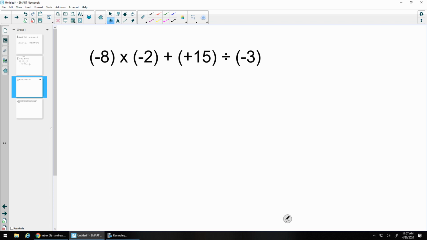Okay, one more. Maybe try to do this quickly yourself. Press pause and do this quickly yourself before I do it. And here we go. Negative 8 times negative 2. Wait, do I do this first? Let's look at my equation. It's negative 8 times negative 2 plus positive 15 divided by negative 3.